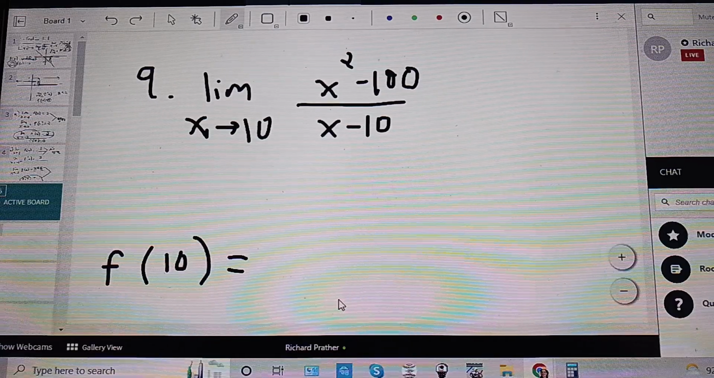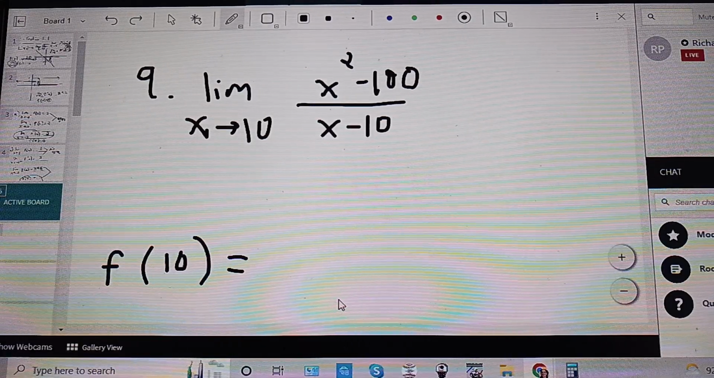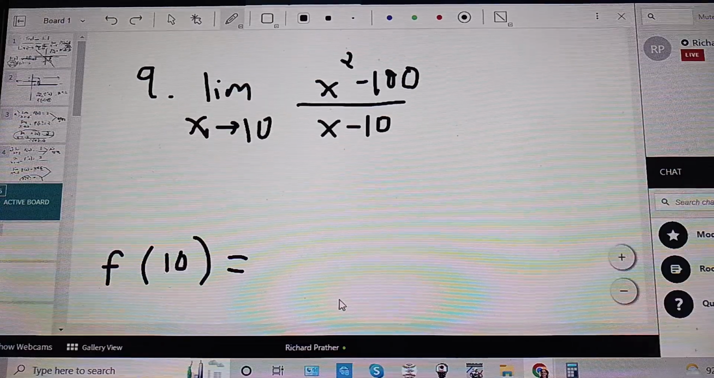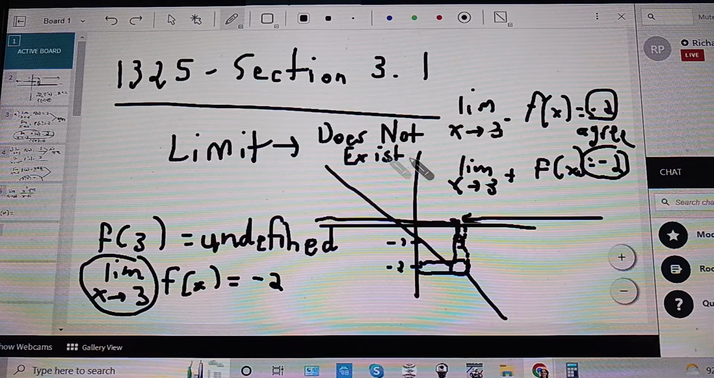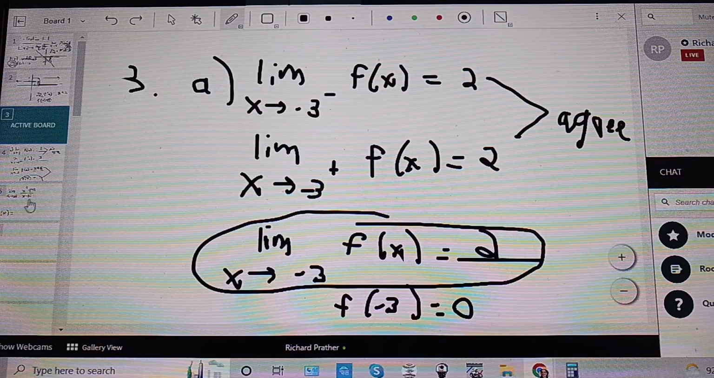For polynomials, the limit of a polynomial always equals the function value when you're using the same x value. So the limit as x approaches 10 will always equal f of 10 for any polynomial. But if you don't have a polynomial, like these here, which are not polynomials, that rule doesn't apply in most cases. So polynomials are special cases.